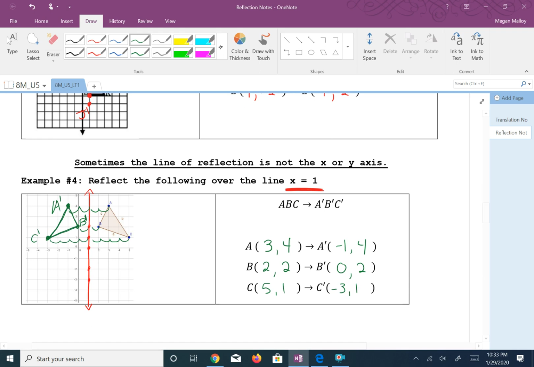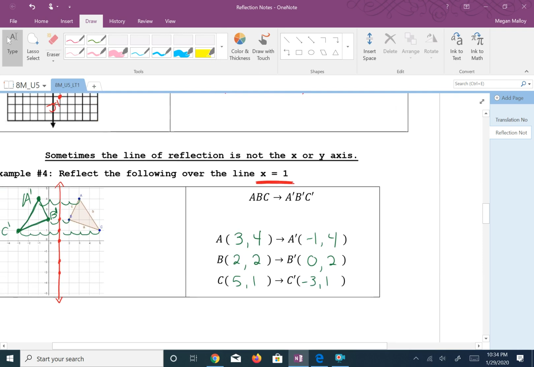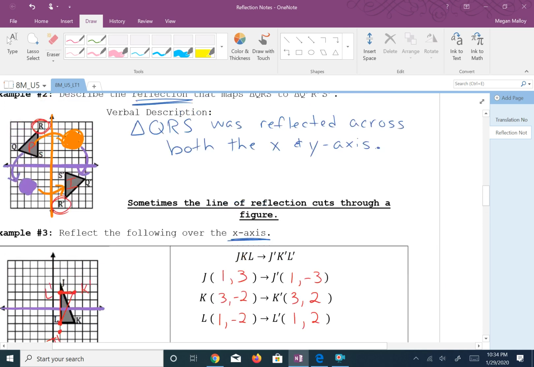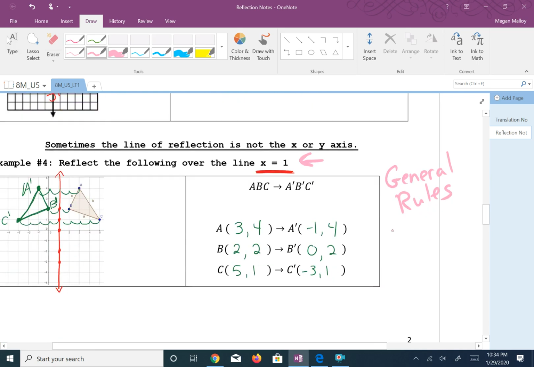Now, one main thing that I have to make sure that we understand before we go is that when you are reflecting over a line that is not the x or the y-axis, the general rules that we talked about on our previous page, the general rules right here, do not apply. So do not make the mistake of trying to use those rules from before when you are reflecting over a line that is not the x or the y-axis.